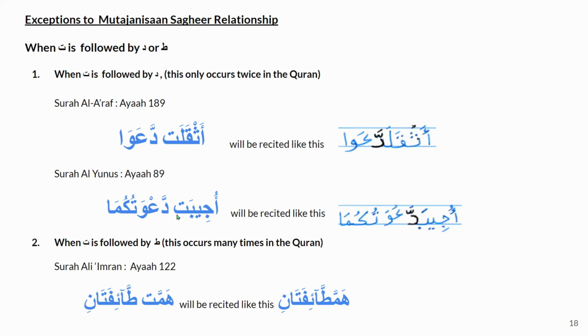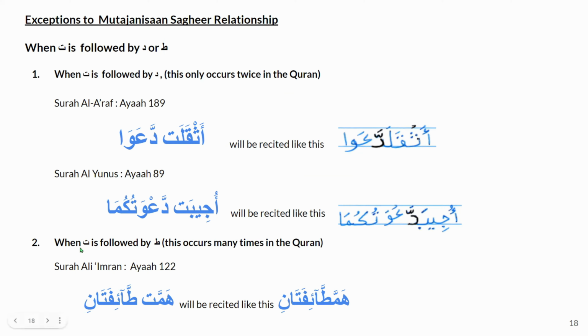And we will completely merge letter Ta into letter Dal. We will do idgham kamil. And instead of reciting letter Ta with izhar, ujibat da'awatukuma, we will recite it like this. Ujibat da'awatukuma. And this idgham will be idgham kamil of Mutajaanisaan letters where they are in a Saghir relationship.